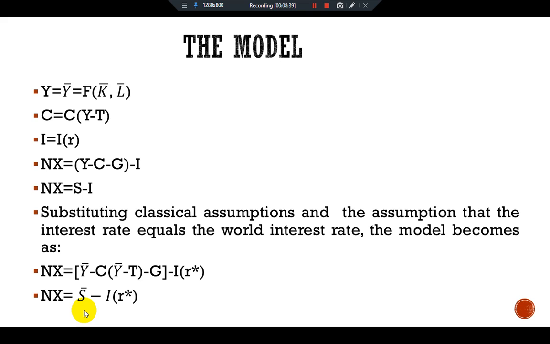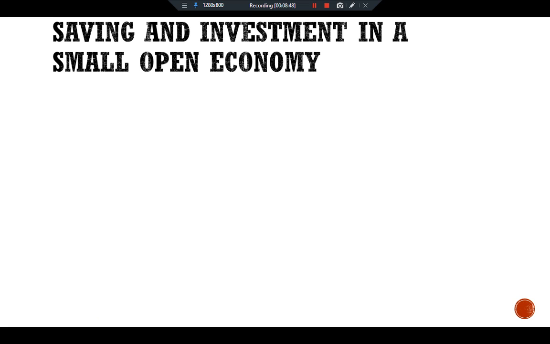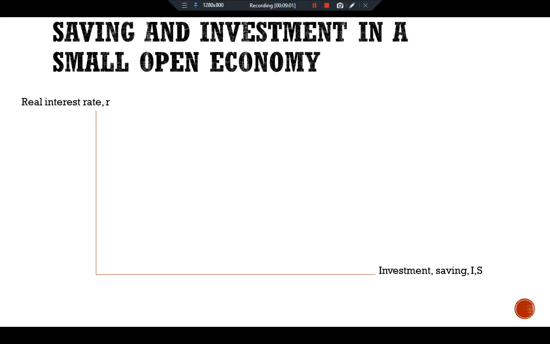Okay, for further explanation of our model, let's discuss saving and investment in a small open economy with a graphical presentation. We have saving and investment on our horizontal axis, and the real interest rate on our vertical axis. We have the fixed saving, the vertical line of saving, and the investment curve, which is downward sloping.